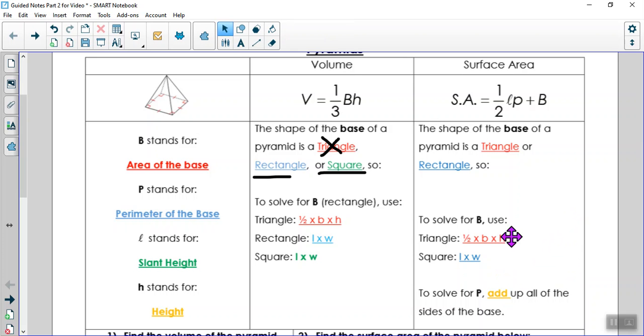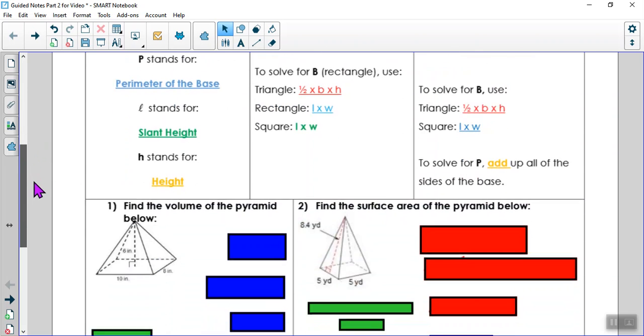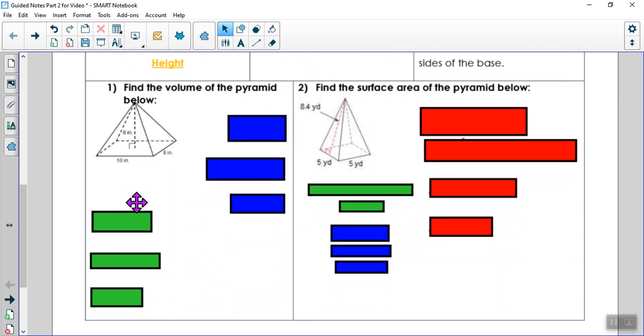Okay. If you haven't filled in all these blanks on your notes, please pause the video and make sure you have everything filled in. Okay. Our first examples. Okay, here's our first one. We're going to find the volume of this pyramid. So just to remember ourselves, the volume of the pyramid is 1/3 times base, or big B, times height, right? Big B, capital B, is the area of the base. Okay, so let's find the area of the base first.